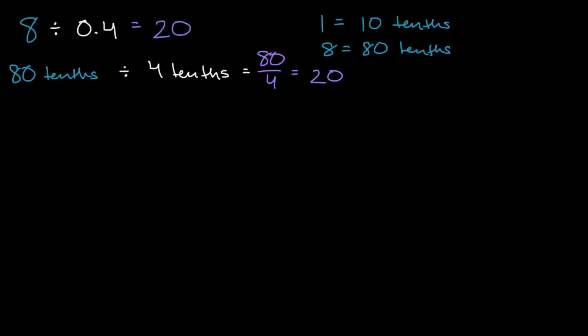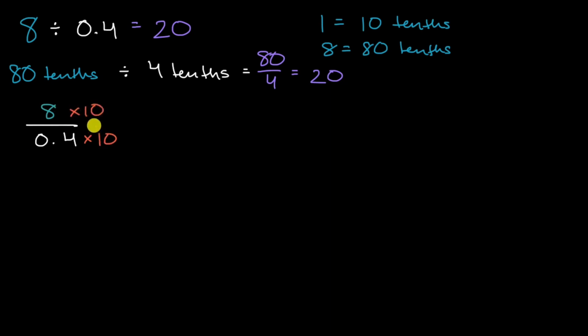Another way that you could think about that is to rewrite 8 divided by 4/10 as 8 over 4/10. And then if you wanted to rewrite this, you could say, hey, can I multiply the numerator and the denominator by some quantity that'll get rid of the decimal in the denominator? Well, I could multiply the denominator by 10, and if I don't want to change the value of the fraction, I have to multiply the numerator by that same amount.